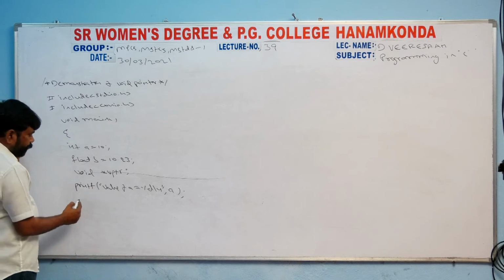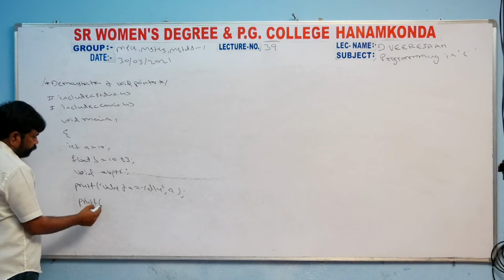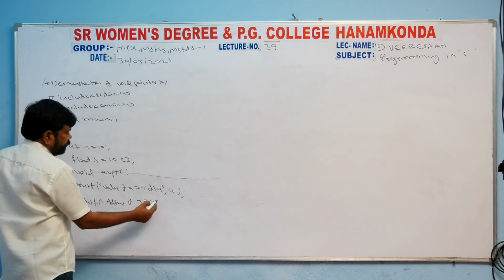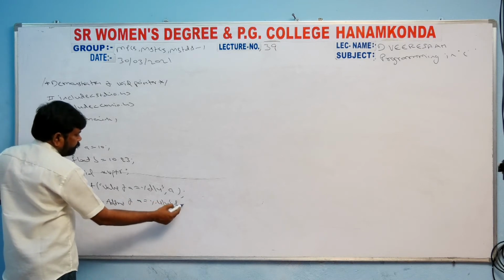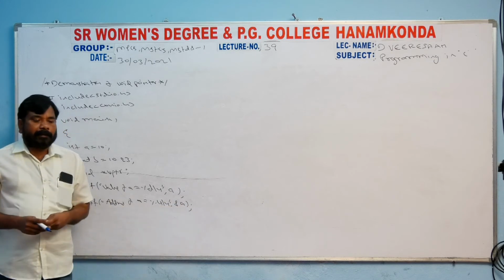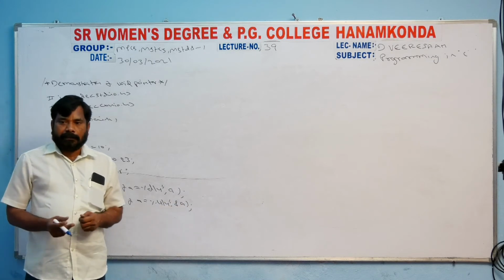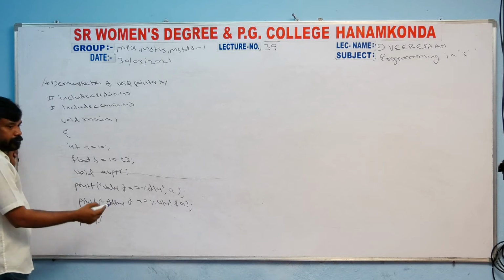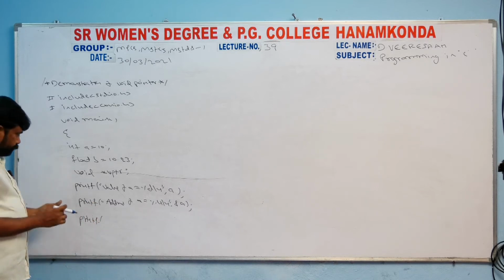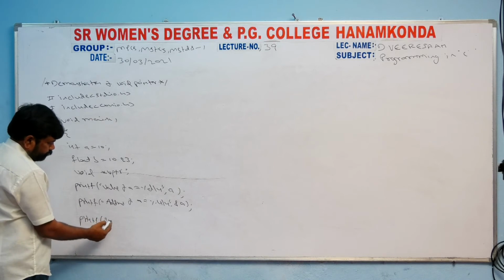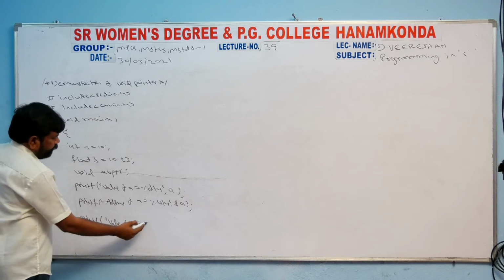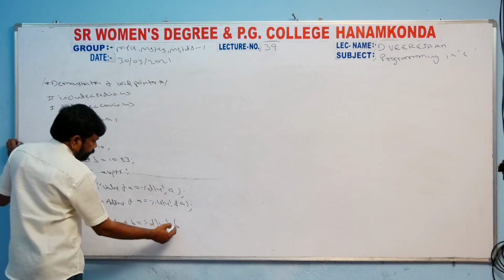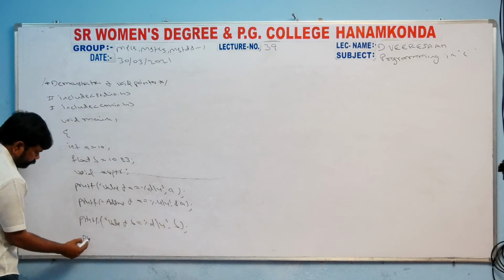So then after that, printf "address of A is equal to %u \n", then address of A. What I am doing? Just I am printing the value of A as well as the address of A. Then similarly printf "value of B is equal to %f \n", then B.